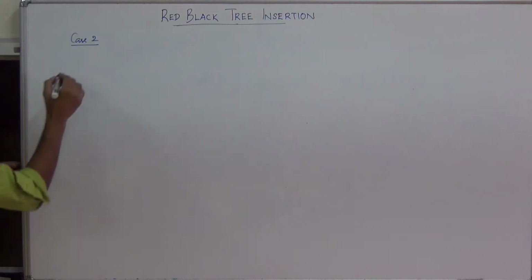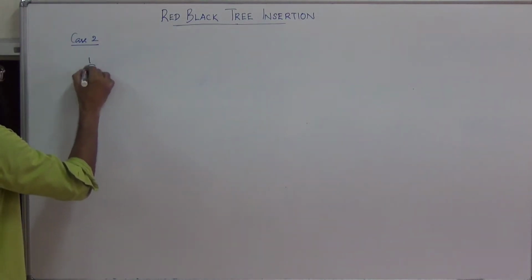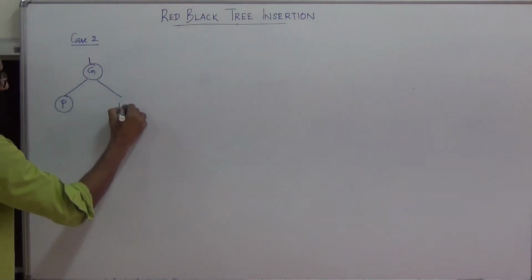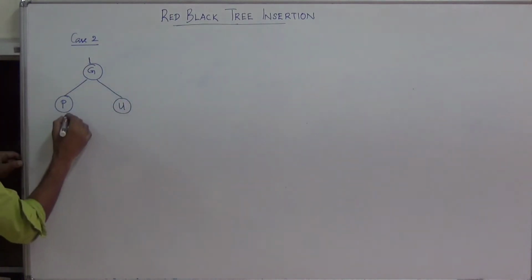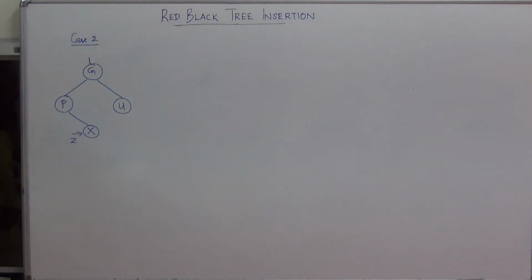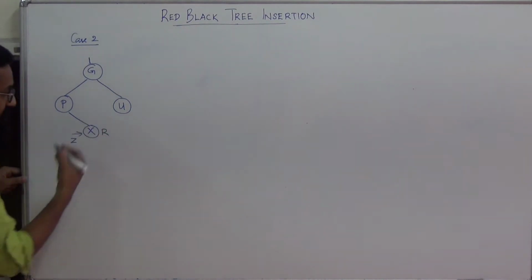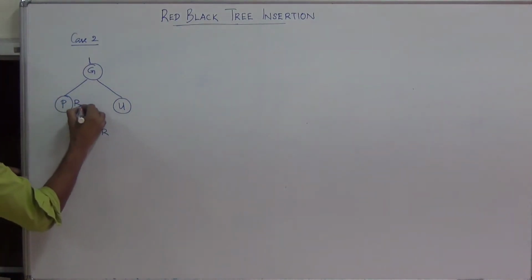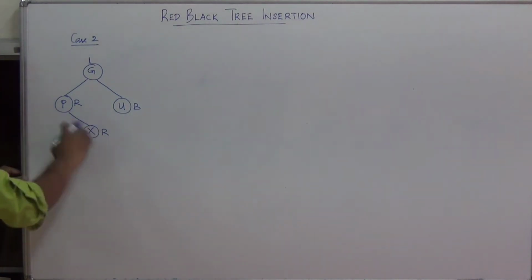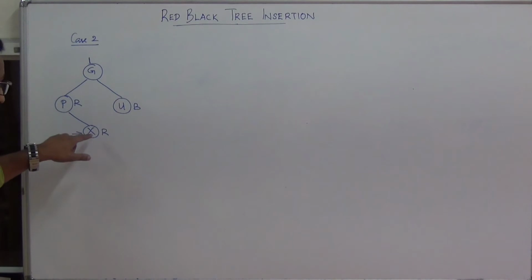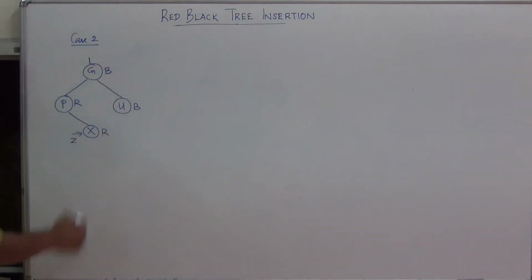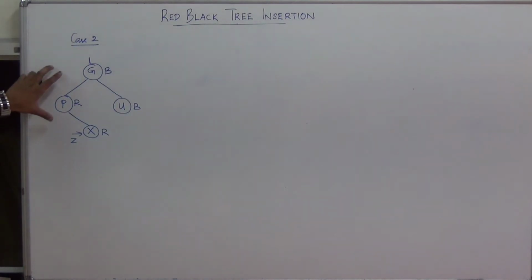So case 2 is like this. You are having grandparent G, you are having parent P, uncle U, and new node X pointed by Z, referred by Z. As you all know, new node is red. In this case, parent is red, uncle is black, and new node Z is the right child of its parent. So here orientation of the new node matters. Then if parent is red, then obviously grandparent will be black in color. So this is case 2.